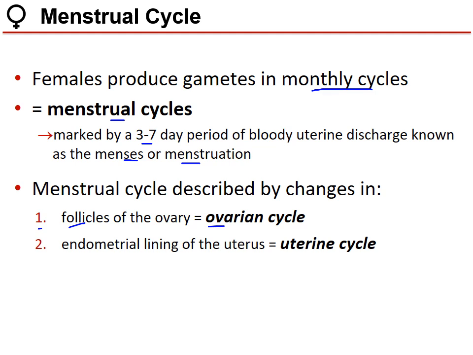And then the menstrual cycle can also be described by looking at changes that take place within the endometrial lining of the uterus. Remember, we said the endometrial lining, the innermost lining of the uterus, consists of glandular epithelium, of which the thickness changes throughout the menstrual cycle. By looking at those different changes in thickness, we look at the uterine cycle as part of the menstrual cycle.